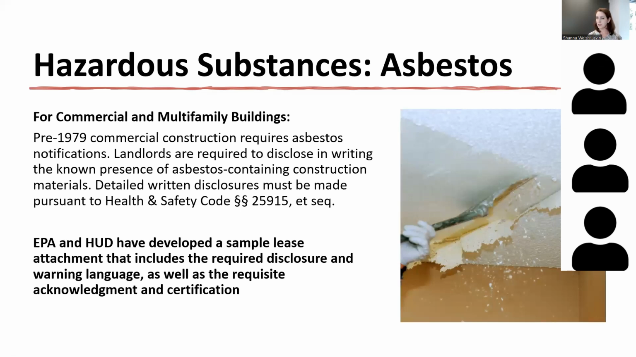Okay, so asbestos is something that for your typical lease, you're not required to disclose. Asbestos may be in any pre-1979 property. There's also a 1981 date. I think asbestos officially stopped being used. I forget what act was passed when, but prior to 1979, any commercial construction requires asbestos notices to the tenant. So that's for commercial and multifamily buildings only, and public buildings.